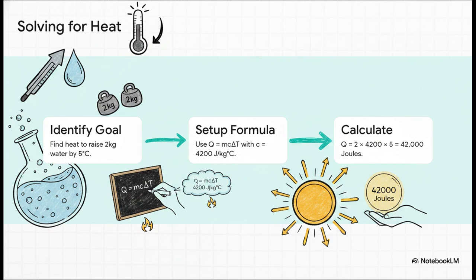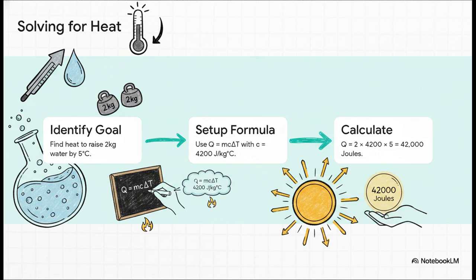Let's actually plug some numbers in and see how this builds into a real-world calculation. By breaking the math down into these really simple sequential steps, solving for heat is a breeze. Step 1. Our goal is to find the heat needed to raise just 2 kilograms of water by a mere 5 degrees Celsius. Step 2. We set up our master formula using water's specific heat, which is actually quite high, at 4,200 joules per kilogram degrees Celsius. Step 3. We calculate 2 kilograms times 4,200 times 5. The result? It takes a whopping 42,000 joules of energy just to warm up a couple liters of water slightly.